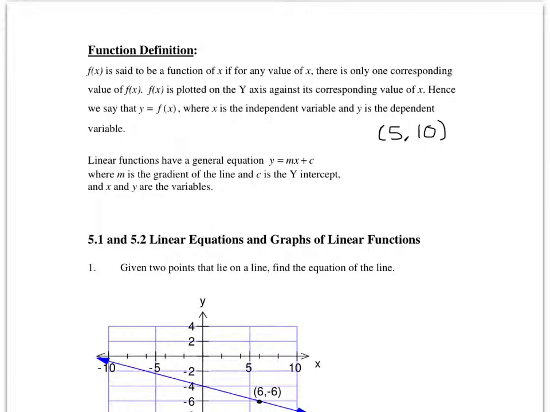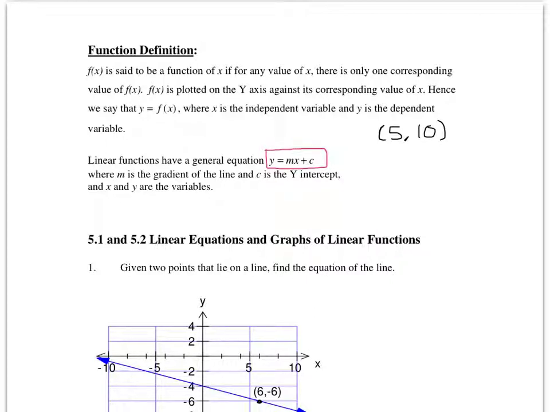In the Cartesian coordinate system, we refer to the x variable as the independent variable, that is, we can vary it at will, and the value of y is dependent on that variable. So once we assign a value for x, the y value depends on the x value. All linear functions have the general equation, y is equal to mx plus c. That's really important. Let's put that in a square box.